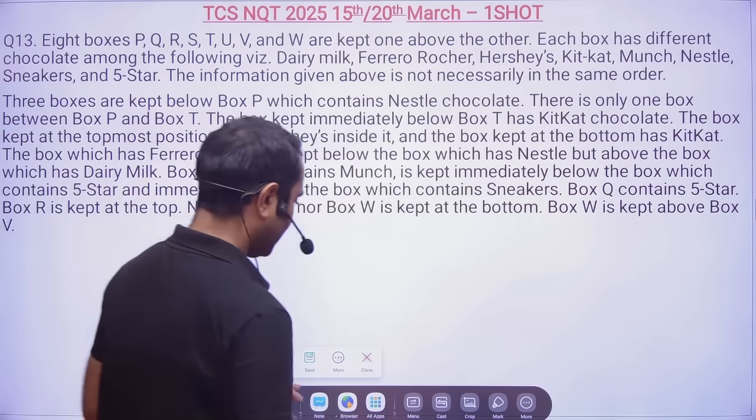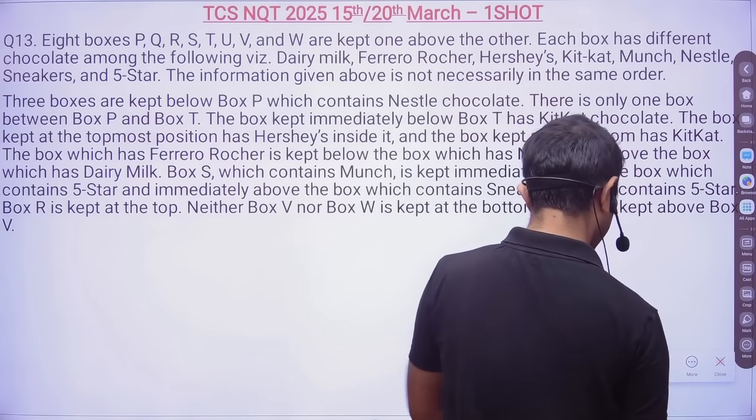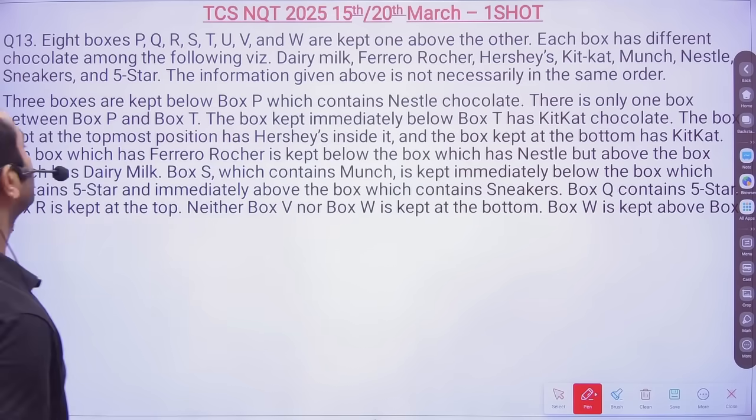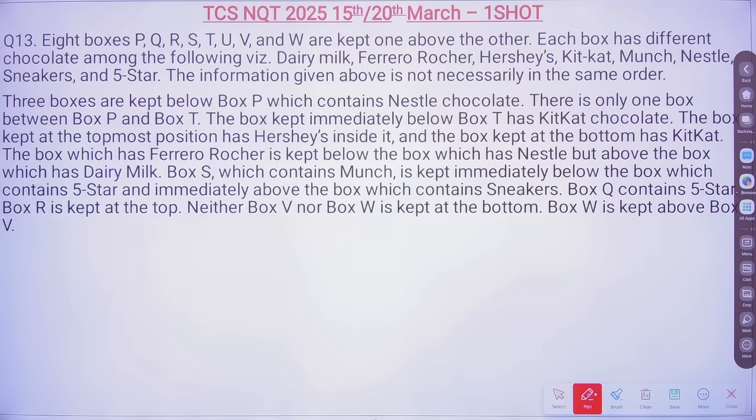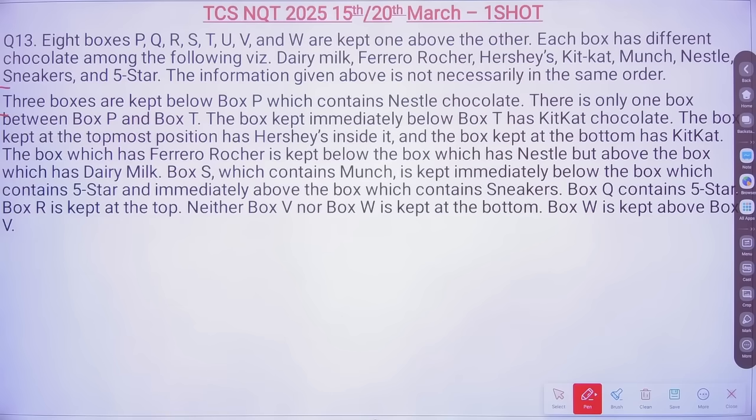Chalo, now let's see how do we solve this. It is not very difficult, but not very easy also. So 8 boxes P, Q, R, S, T, U, V and W are kept one above the other. Each box has a different chocolate among the following: Dairy Milk, Ferrero Rocher, Hershey, Kit Kat, Munch, Nestle, Snickers and 5-star. The information given above is not necessarily in the same order. Okay, fine. 3 boxes are kept below box P, which contains Nestle chocolates.